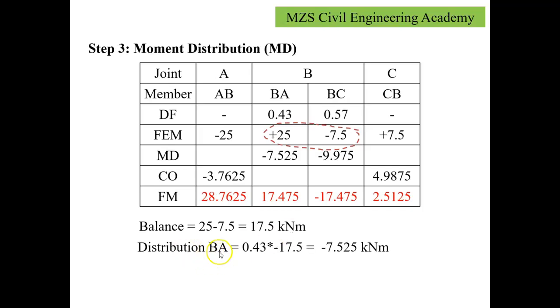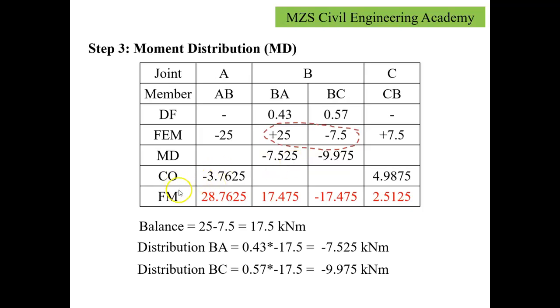So the distribution for member BA will be 0.43 multiplied by 17.5, but taken in the opposite direction. Here I'm going to get a positive value, so I will multiply it by a negative value to balance it. The minus 17.5 I have taken. That's why it works out to be minus 7.525 kilonewton meter. Whereas the distribution for span BC will be 0.57 times minus 17.5, which comes to minus 9.975. This distribution I have written here.